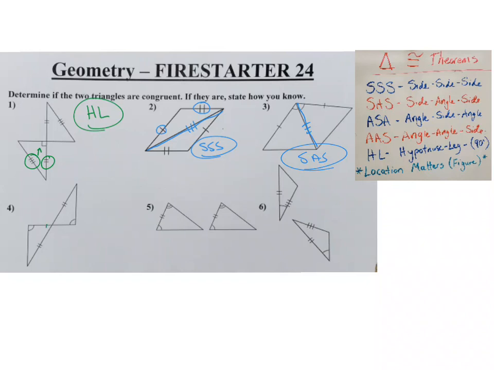4, vertical angles. So now I have 2 angles and one side, so that means gone, gone, gone. I couldn't pick side, side, side. I couldn't pick side, angle, side. I couldn't pick hypotenuse, leg. So it's got to be angle, side, angle, or angle, angle, side. The 2 angles are not touching the congruent side, which means it's going to be angle, angle, side. That purple line right there is only touching one of the congruent angles.